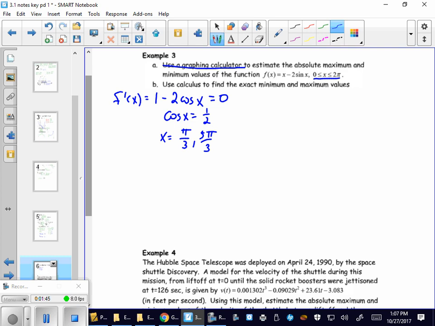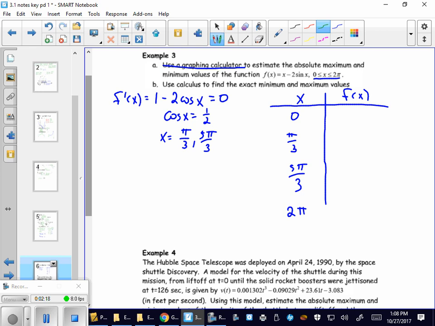So according to our extreme value theorem process, we need to figure out the y values at the critical values. So pi thirds and 5 pi thirds. And don't forget that absolute max and absolute min values can not only occur at critical values, they can also occur at the endpoints. So we need to also check 0 and 2 pi.